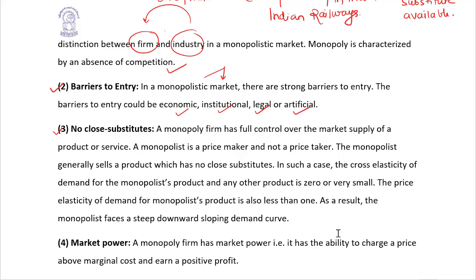A monopoly firm has full control over the market supply of the product or service. A monopolist is a price maker and not a price taker. The monopolist generally sells a product which has no close substitutes. In such a case, the cross elasticity of demand between the monopolist's product and other products is zero or very small. The price elasticity of demand for the monopolist's product is also less than 1. As a result, the monopolist faces a steep downward sloping demand curve.